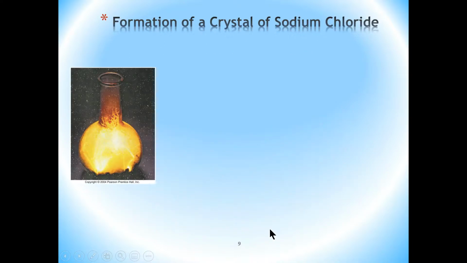So the next slide is showing you what happens in the case of sodium chloride. If you take a small piece of sodium and drop it into a flask filled with chlorine gas, then you're going to have a very exothermic, very violent reaction that generates a lot of heat and light. So that's the reaction that is being shown here in this picture.